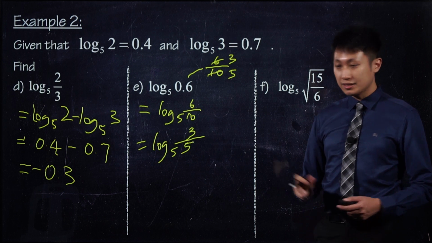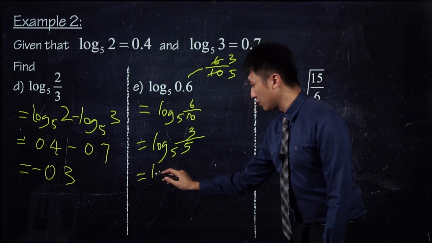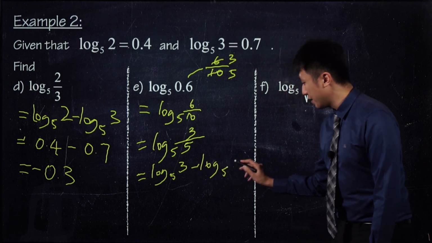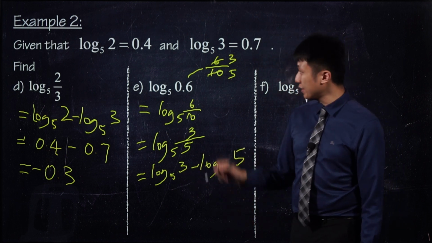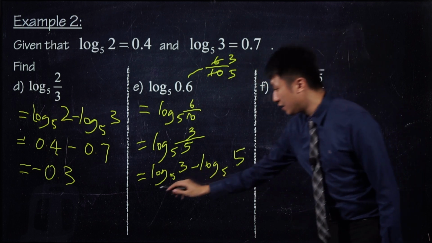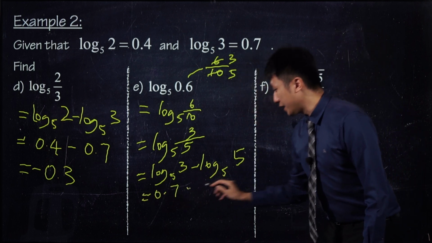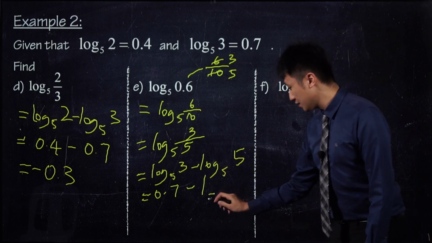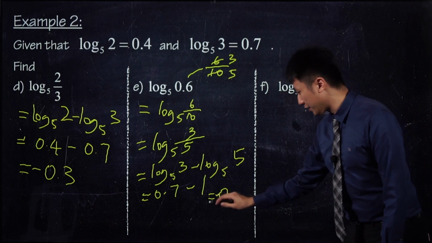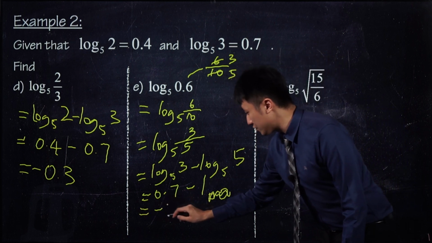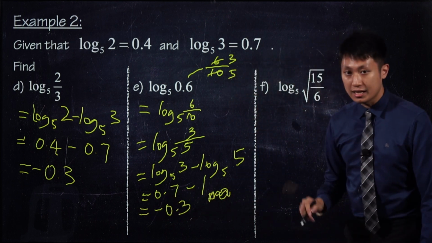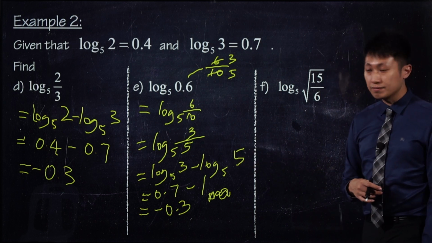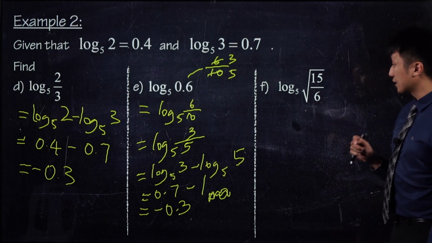Then you can separate them. Separating them gives you log base 5 of 3 minus log base 5 of 5. Log base 5 of 3 is given here, 0.7. So it's equal to 0.7 minus, what is log base 5 of 5? 1. Answer is negative 0.3 again, okay? The answer is negative 0.3 again. Alright, got it? Yes.